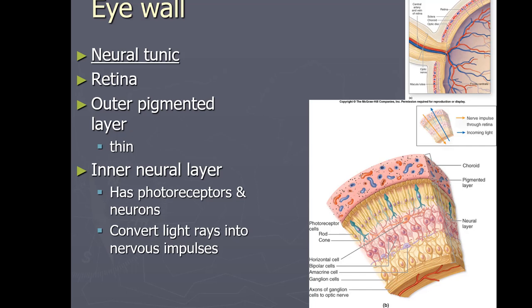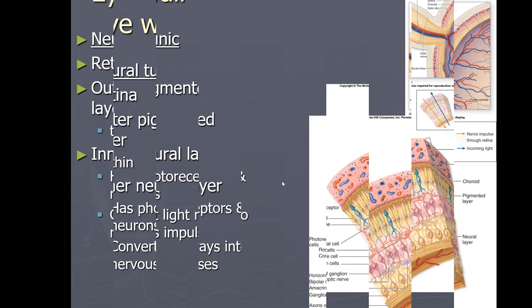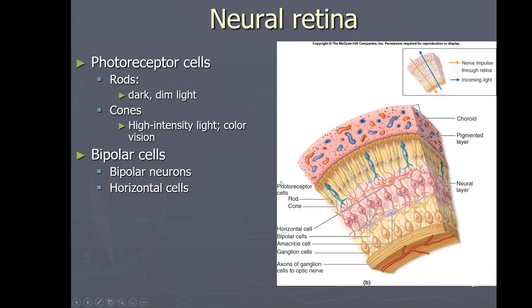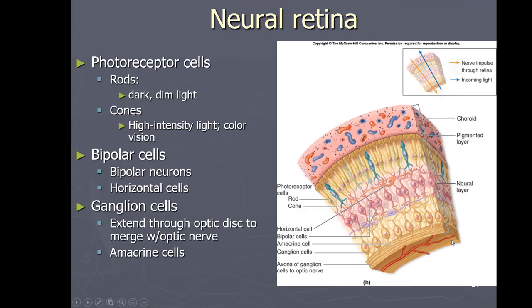So what's going to happen is, let me just go back and go to a bigger picture. So light's going to come in this direction. It's going to hit these cells right here. These are photoreceptors. There's two types. There's rods and there's cones. So we have a lot more rods than we have cones. So all the yellow ones are rods, the green ones are cones.